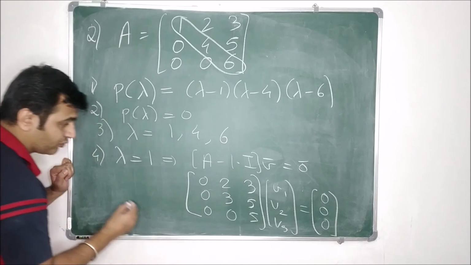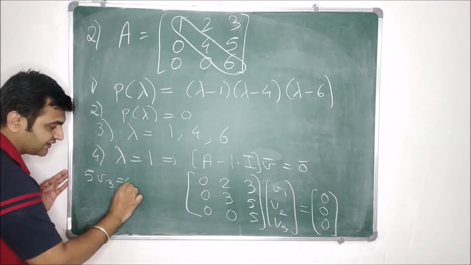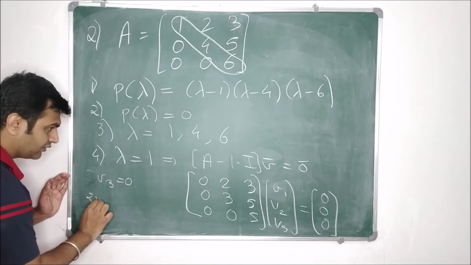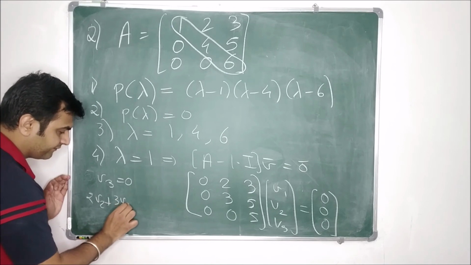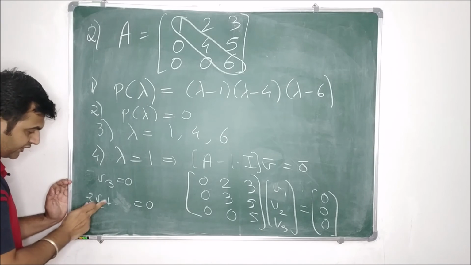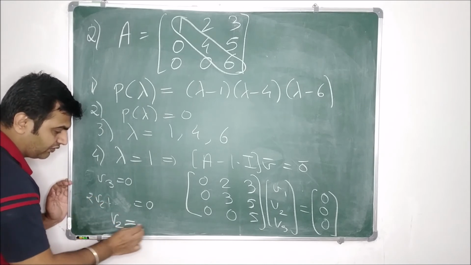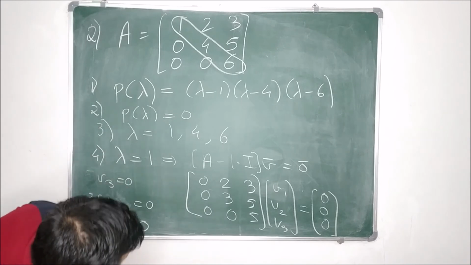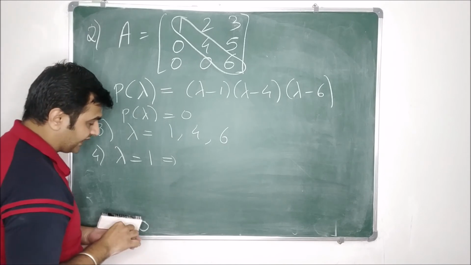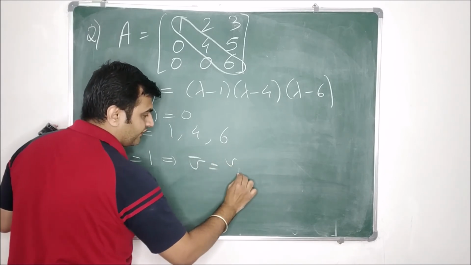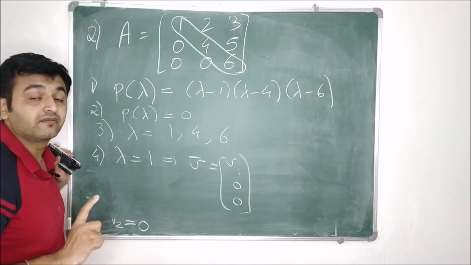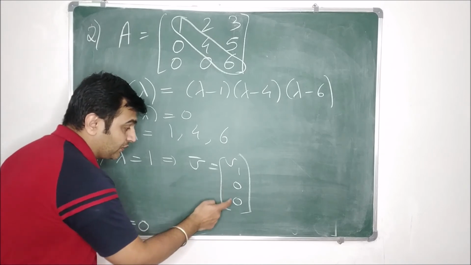And now from the last row, you get 5 times v3 equal to 0. So this implies your v3 is 0. From the first or the second row, you get 2v2 + 3v3 equal to 0. But your v3 is 0, so this goes away. So you get 2v2 equal to 0. So this implies your v2 is also 0. So what are the eigenvectors for lambda equal to 1? Therefore for lambda equal to 1, you get eigenvector v bar = (v1, 0, 0), because your v2 and v3 are coming out to be 0. There is no condition on v1, so you write v1 as it is.